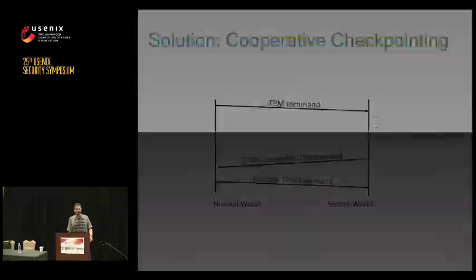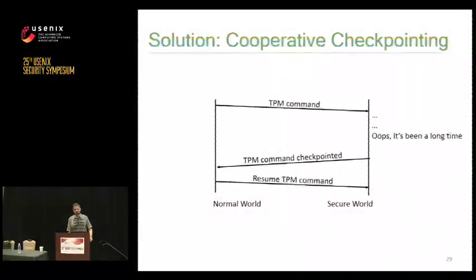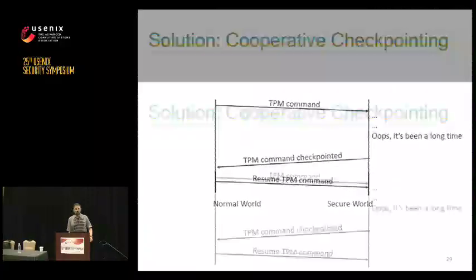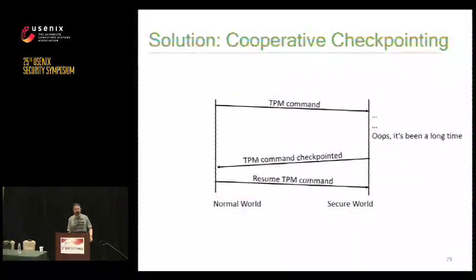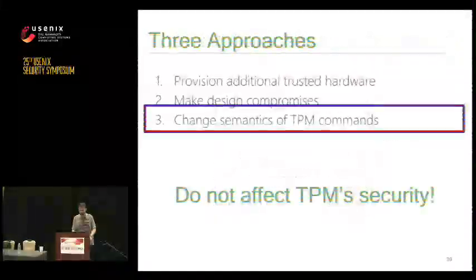So the solution we devised here is based on cooperative checkpointing. Whenever you have a long-running command, the fTPM checkpoints its state and yields back to the normal world. And it's now the job of the OS, even though the OS is malicious, to actually resume these commands if it wishes to do so, or it can issue cancel commands. In this way, we make sure that the OS is never frozen for more than a couple of hundreds of milliseconds.